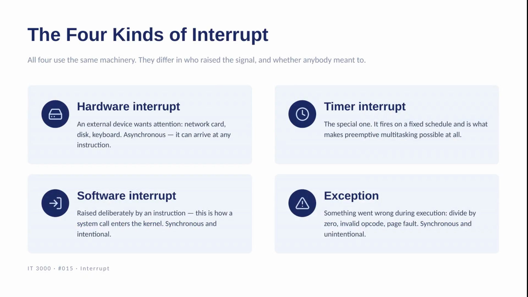Now, once you have that mechanism, it gets used for 4 different things, all riding on the same rails. A hardware interrupt is a device asking for attention, your network card, disk, or keyboard, arriving asynchronously between any 2 instructions. A software interrupt is the opposite, deliberate, synchronous, raised by an instruction on purpose, and it's how a system call crosses into the kernel.